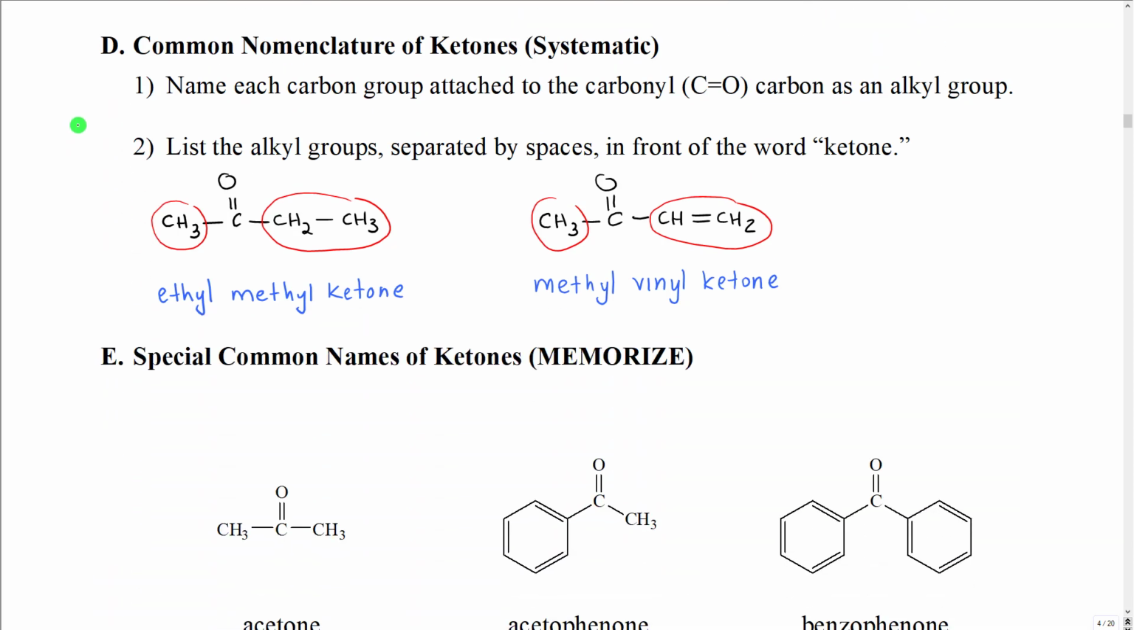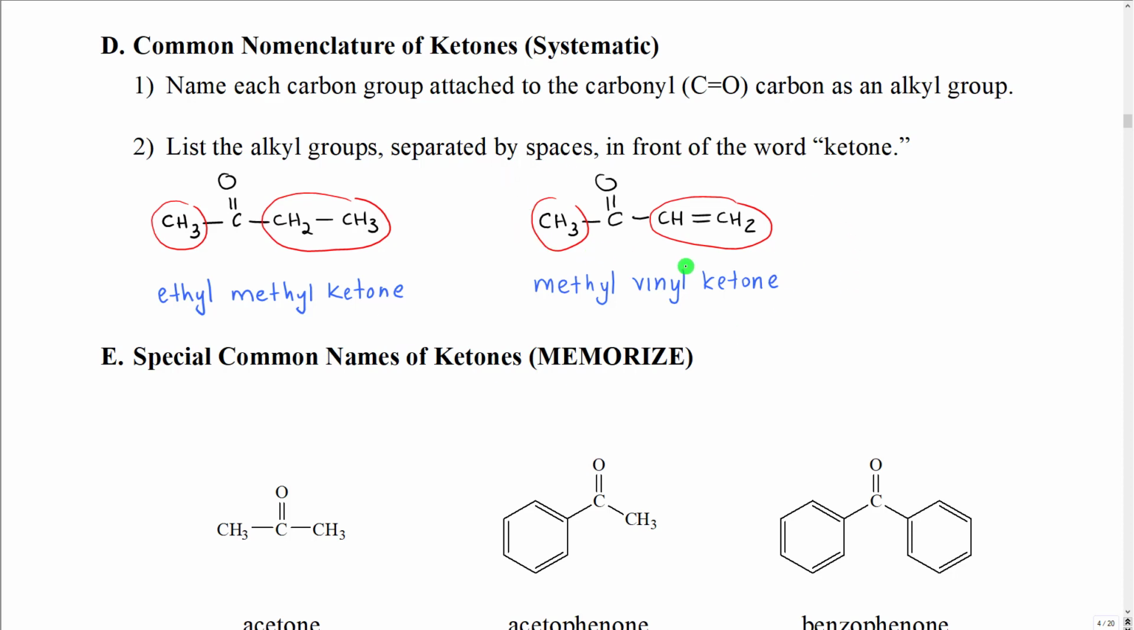Ketones are interesting because they also have a systematic common nomenclature, which is very old-fashioned but is still widely used. In this systematic common nomenclature, what we do is identify the carbonyl carbon, and then we look at the two carbon groups that would be attached to that. We name those as alkyl groups and we list them in front alphabetically. So for example, we have a methyl group on this side, we have an ethyl group on this side, so we would call this ethyl methyl ketone.